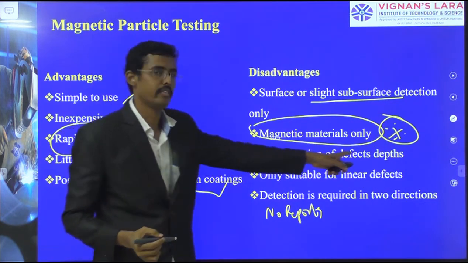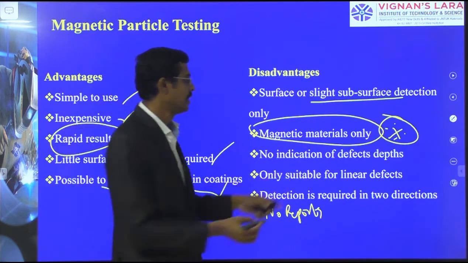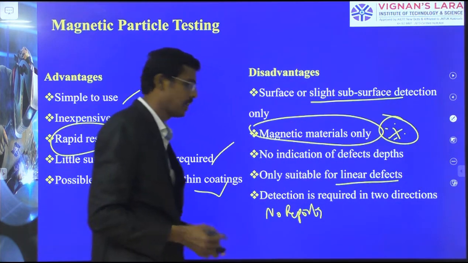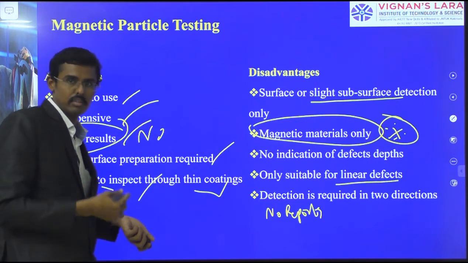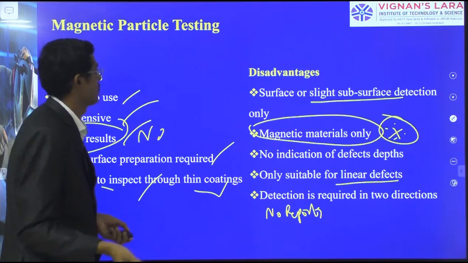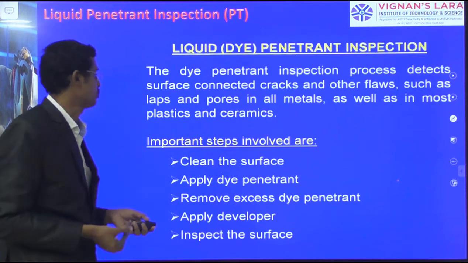No indications of defects at depth, only suitable for linear defects. So other defects, which are parallel, may not be possible. So linear defects have to be there. Maybe point defects may not be possible.